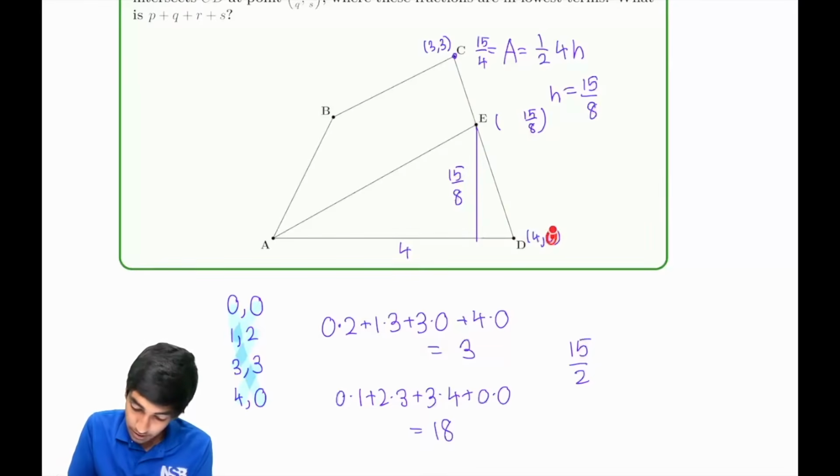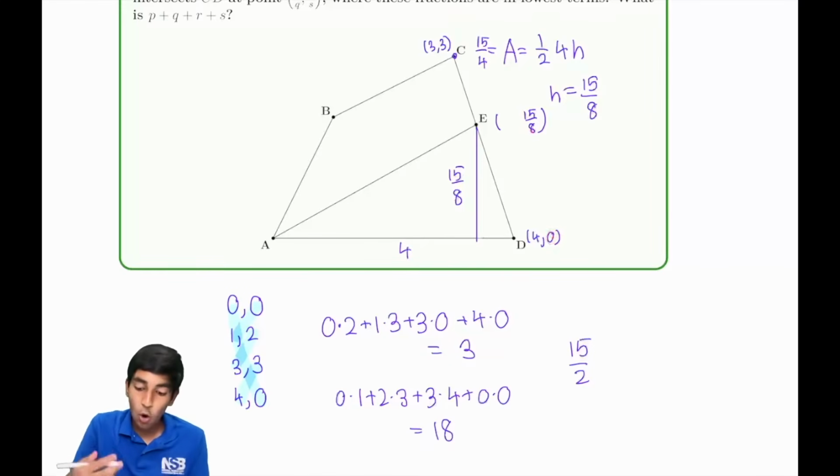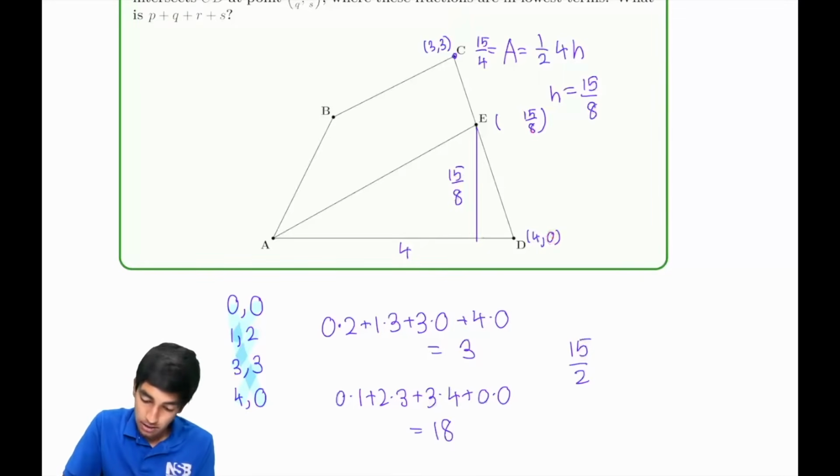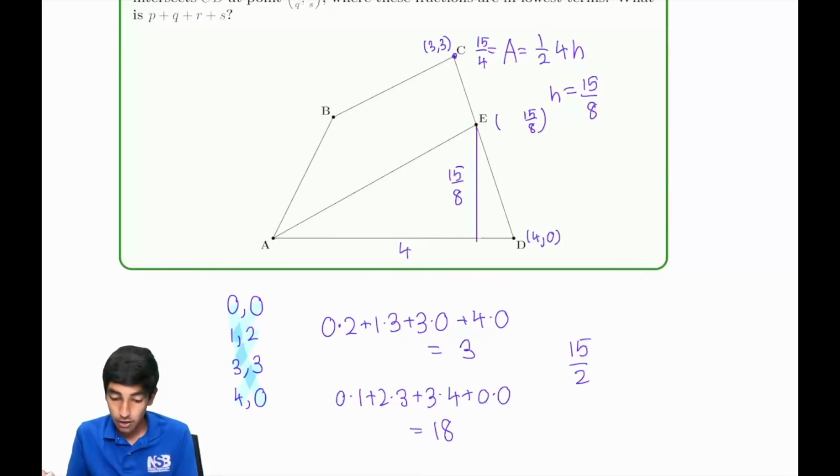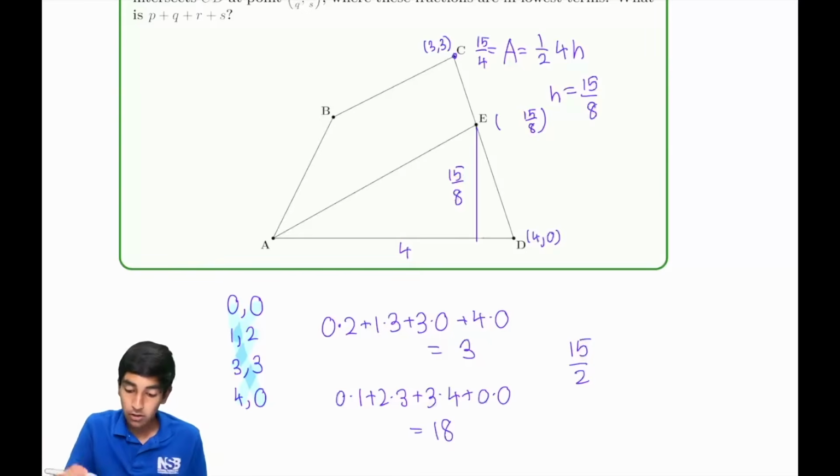This over here, 0 to 15 over 8, to 24 over 8. It goes up 15 over 24th of the way. This is, in total, goes up 3, and this goes up 15 over 8. So in total, it goes up 15 over 24th of the way. So therefore, it's also going to go up 15 over 24th of the way in terms of the x coordinates.